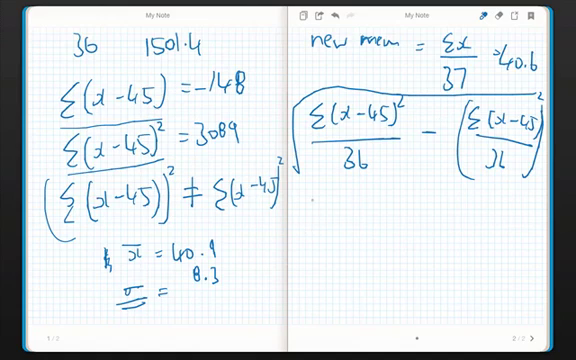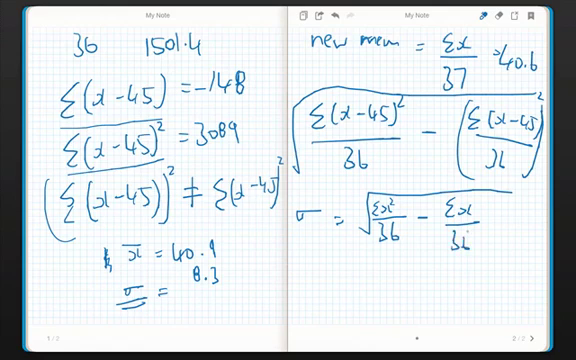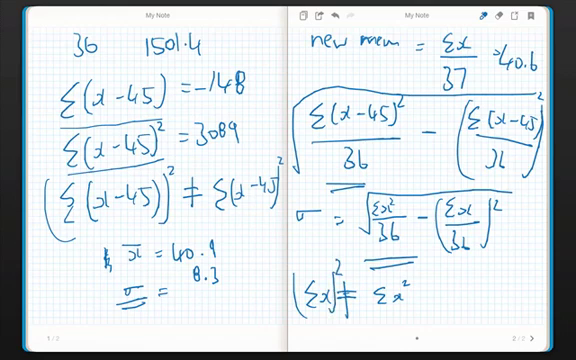Now we know that sigma is also equal to, and this formula is also very important, the root of sigma x squared, only x squared, divided by 36, minus sigma x divided by 36, the whole squared. This sigma is equal to this formula and this formula. Remember, as I said earlier, sigma x the whole squared is not equal to sigma x squared. So keep that in mind.